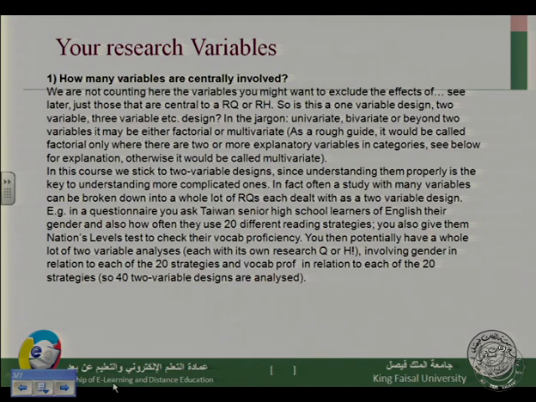So as a rough guide, in this course, we stick to two variable designs. Yes, you see, mostly in my examples, I try to give you a two variable design, since understanding them probably is the key to understanding more complicated ones. So yes, if you understand the example that I gave you, age affecting attitudes, it's the key to understanding more complicated ones. In fact, often a study with many variables can be broken down into a whole lot of research questions, each dealt with as a two variable design.